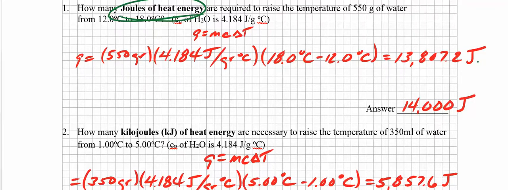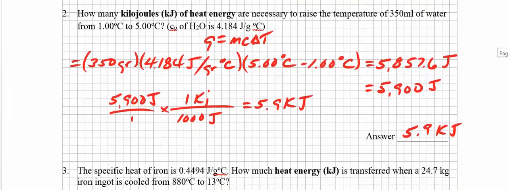But let's clean it up just a little bit with significant digits. We want only 2 significant digits. So we'll use this 8 to push this 3 up, and we get 14,000 joules. That's our first answer. We're done with number 1. Let's go to number 2.